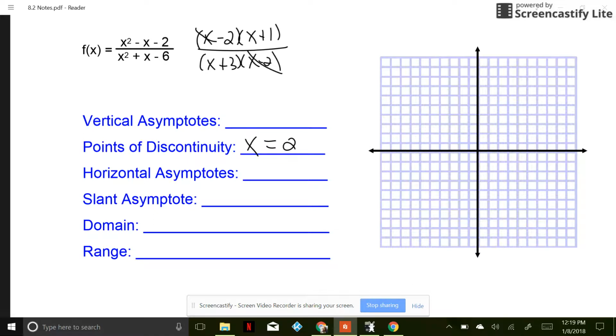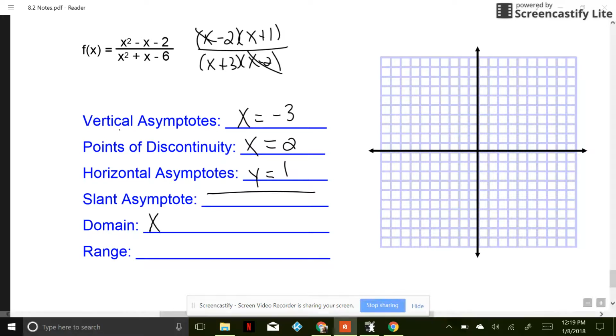Vertical asymptotes, what's left in the denominator that did not cancel? So in this case, x = -3. Horizontal asymptotes, we look at the powers. They're both degree 2, so we'll take the leading coefficients and put them in a fraction. They are each 1, so 1 divided by 1 means we'll have a horizontal asymptote at y = 1. Because we have a horizontal, we will not have a slant.